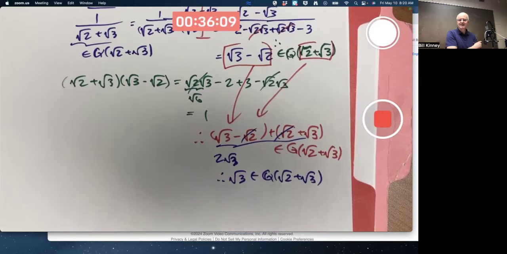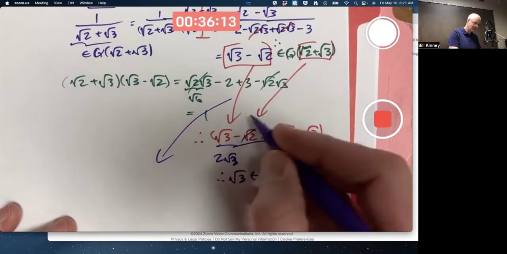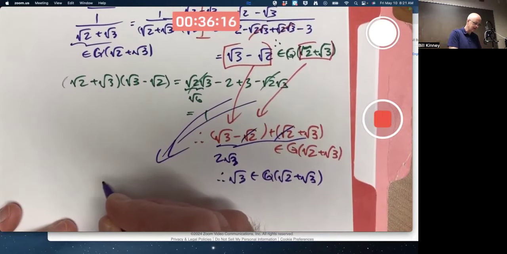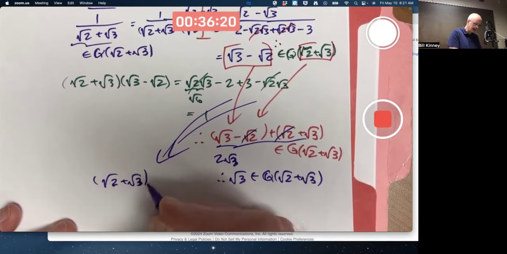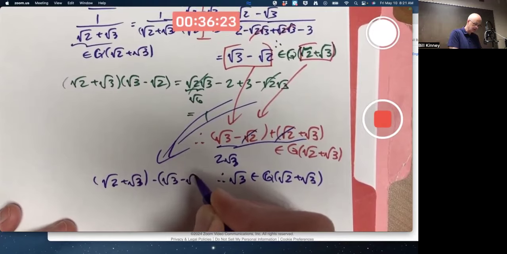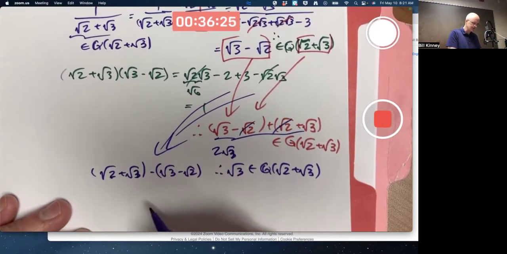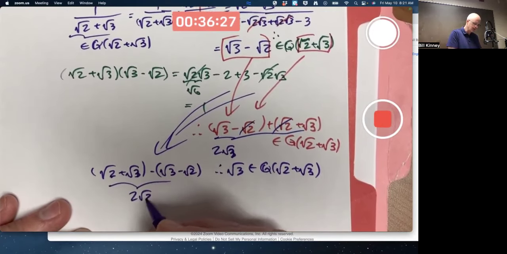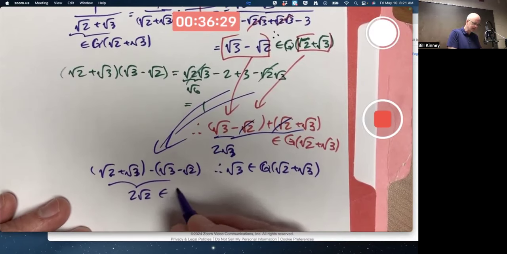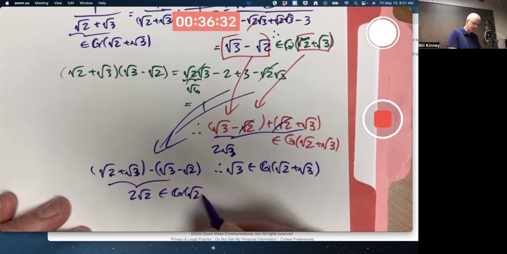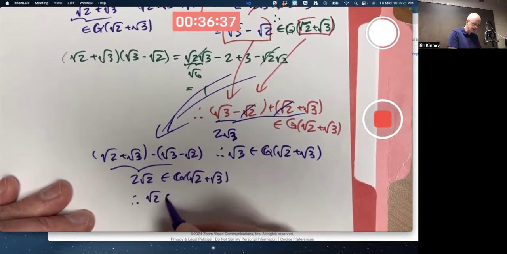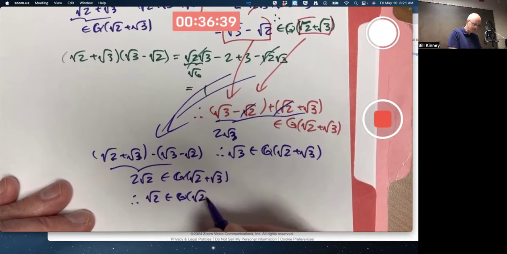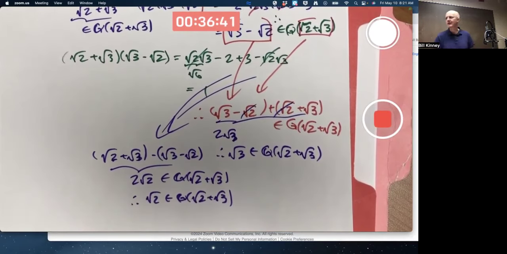Likewise, if I had subtracted instead of added, I'd done maybe square root of 2 plus square root of 3 minus square root of 3 minus square root of 2. The square root of 3's cancel. This is 2 square root of 2. That's got to be in this field. Divide by 2. And I can say, therefore, square root of 2 is in the field. This is all scratch work so far.